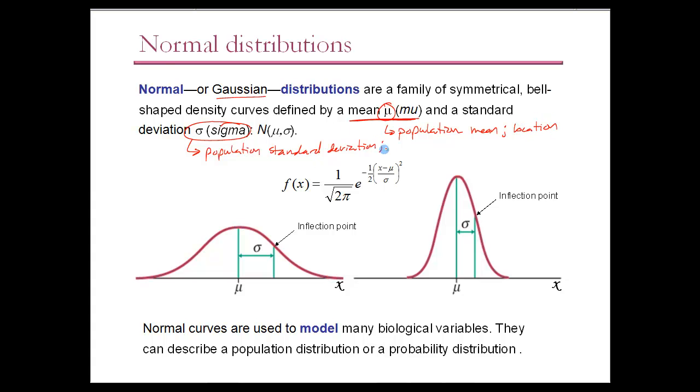And the standard deviation gives us some information about the spread of the curve. We can see this curve on the left has quite a bit more spread, so its standard deviation would be larger than the curve on the right. Both of these curves are centered at the Greek letter mu. Now this function that you see here is the function that describes this curve. If we plugged in some value of x on the curve, let's say right here, I would get the height back out.